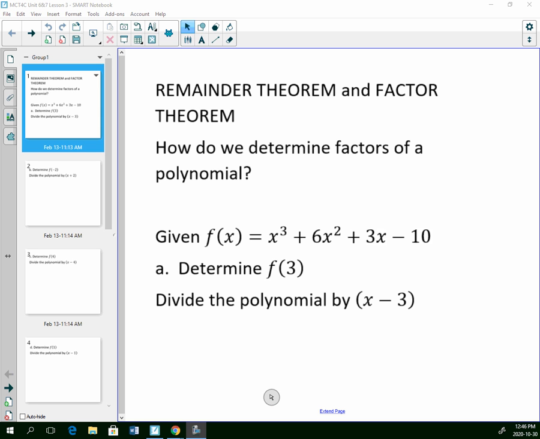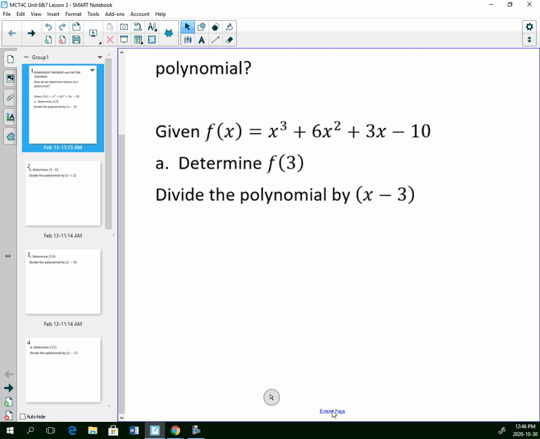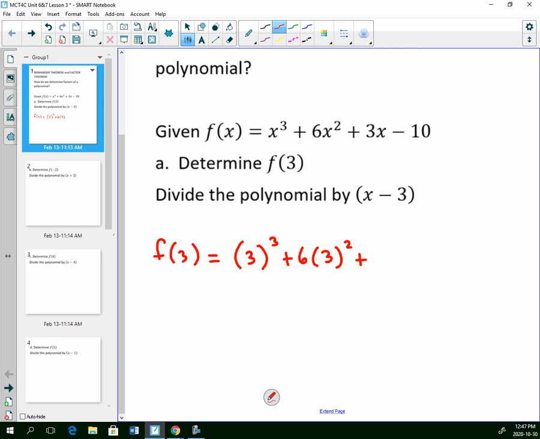Okay, so if you remember the other day, we did the long division. So here I have a question. We have a polynomial given, f of x, and the first thing it wants us to do is determine f of 3. So if you remember with function notation, f of 3 means just put 3 into the equation for all the x's. So we're just going to substitute in 3, and then we're going to see what we get. So we get 27. 9 times 6 is 54, plus 9 minus 10.